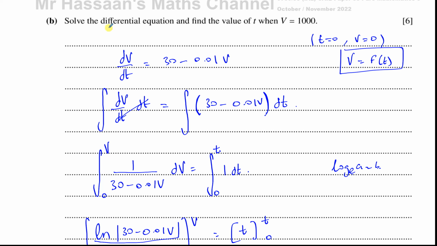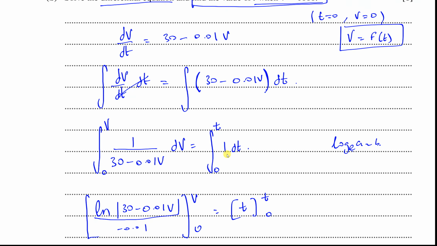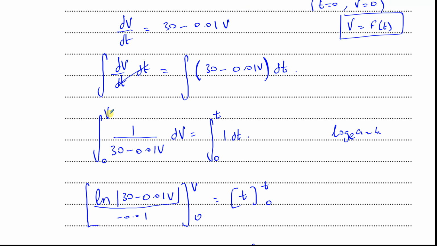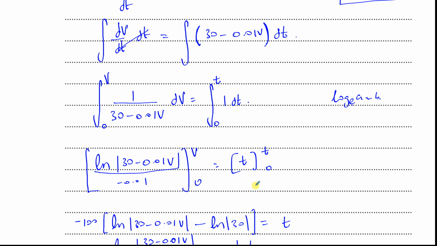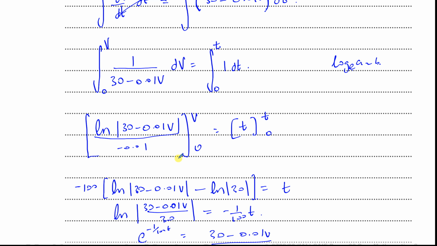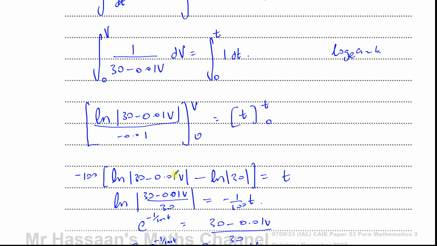Okay, so here there's two things to do: solve the differential equation and find the value of t when v equals 1,000. If the question was just find the value of t when v equals 1,000, at this stage I would have put here v as 1,000 and then solved it, and when I find t, it would give me the answer straight away. So this would have been 1,000 here. It would be 30 minus 0.01 times 1,000, which would have been 20, I think.